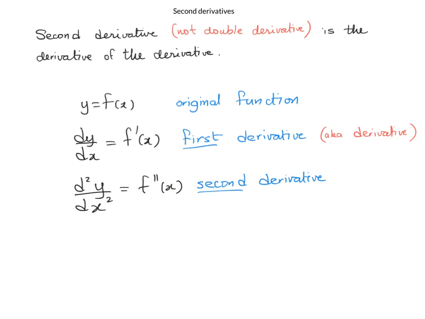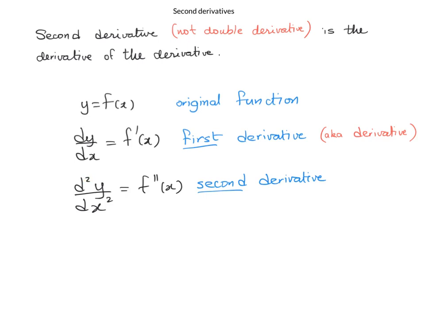Now it's important to notice that the square on the numerator is on the d, and the square on the denominator is actually on the entire dx, but it's after the x. So the y is not being squared here when you use this notation. Now, it doesn't actually mean you're squaring anything. It just means you're taking the derivative twice.